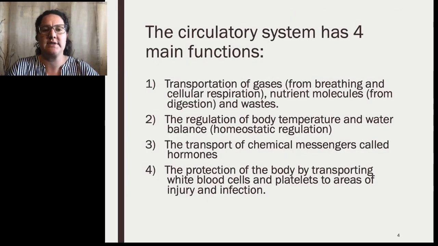Our circulatory system has 4 main functions. One is the transportation of gases from breathing and cellular respiration, moving nutrient molecules from digestion, and moving wastes. It's also responsible for the regulation of body temperature and water balance, the transportation of chemical messengers called hormones, and the protection of the body by transporting white blood cells and platelets to areas of injury and infection.